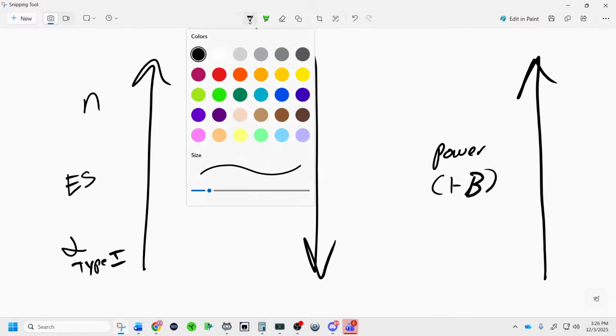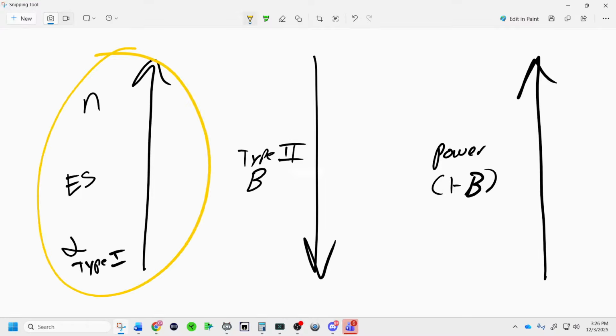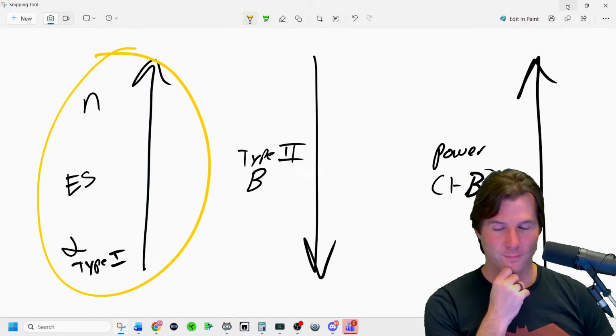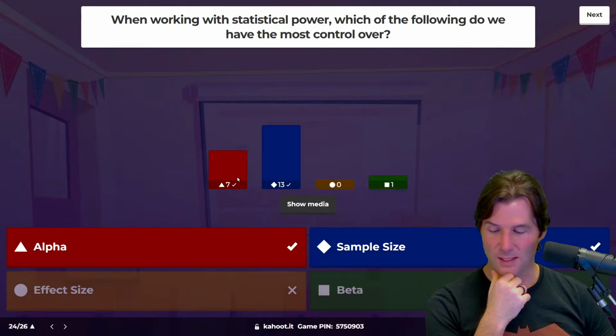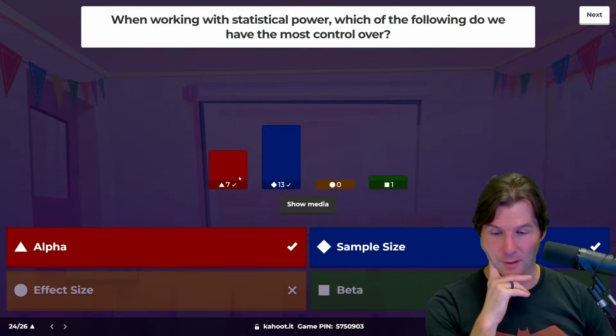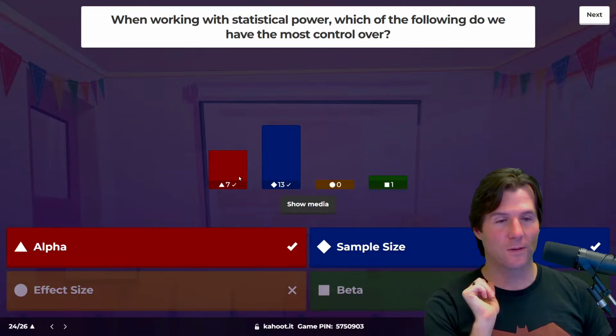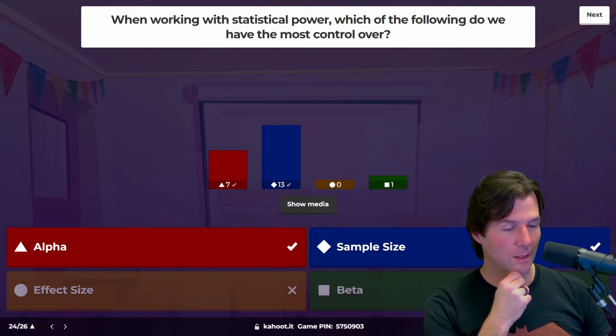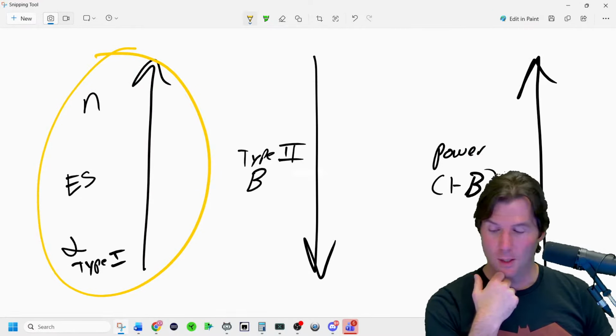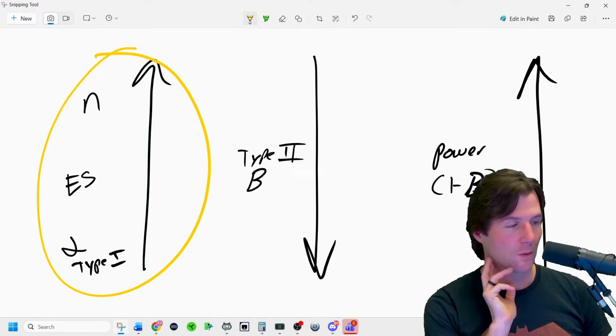Which of these is the most easy to control over here? Just take a larger what? Sample size. Alpha too, I guess. Yeah, I forgot to put alpha on there. You could change your alpha, but why would you not change alpha? It's easy to control.